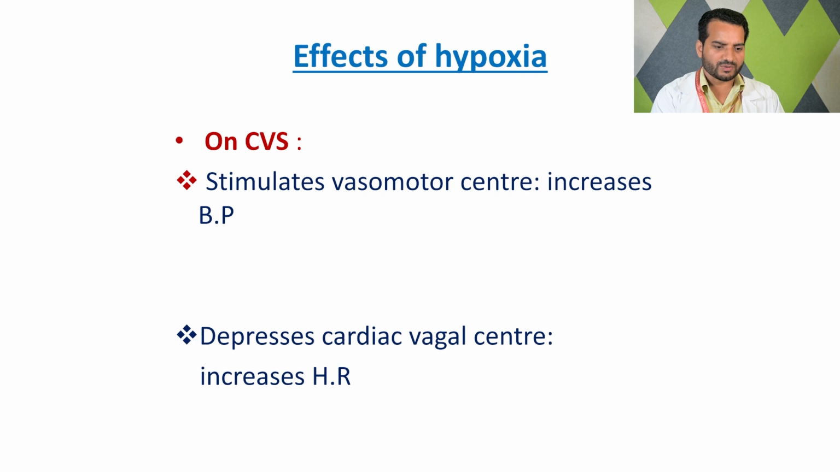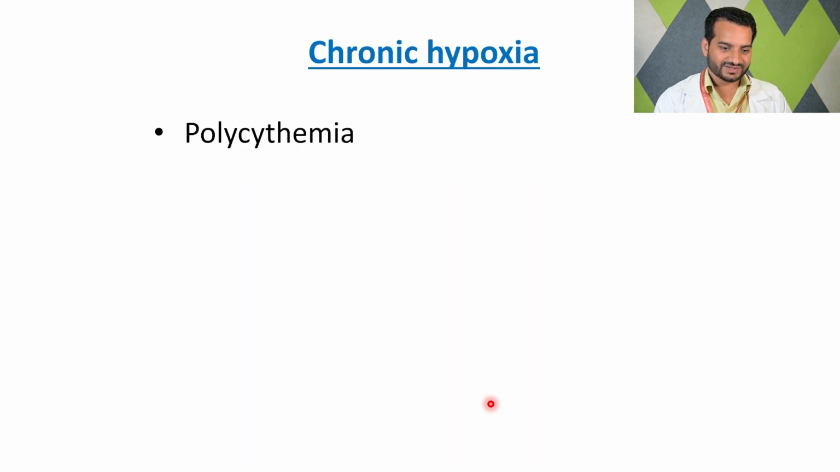Now coming to the effect of hypoxia on CVS, that stimulates vasomotor centers, and that increases BP and decreases cardiovagal tone because of inhibition of the vagal system, and that leads to increased heart rate. Since the vagal system is responsible for inhibition of the pressor area, and since the vagal tone is decreased, the heart rate will increase.